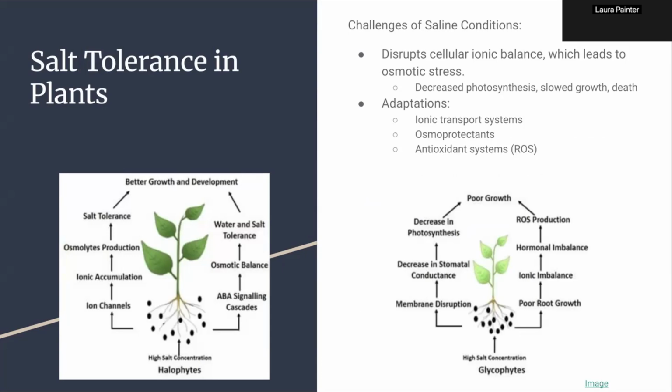So overall, salt stress can cause major physiological problems in plants by disrupting cellular ionic balance. This can lead to osmotic stress, lower photosynthesis, and in many cases, death. Plants have evolved various responses, including ionic transport systems like SOS1. Understanding these adaptations is key to improving plant performance under stressful conditions for ecological and economical needs.